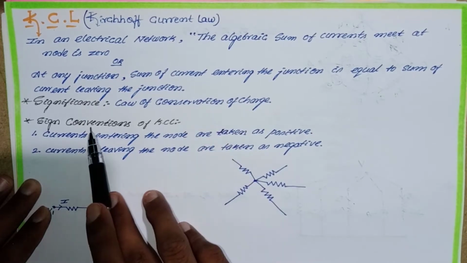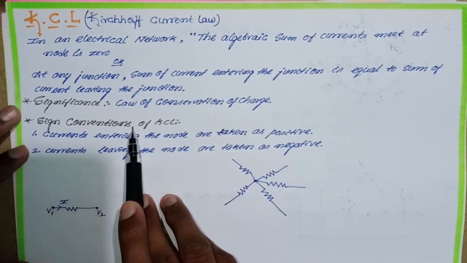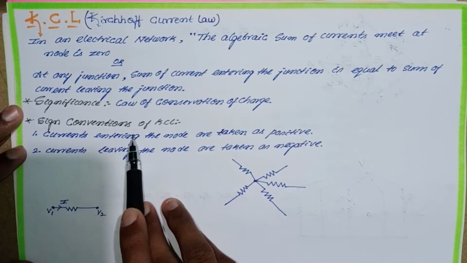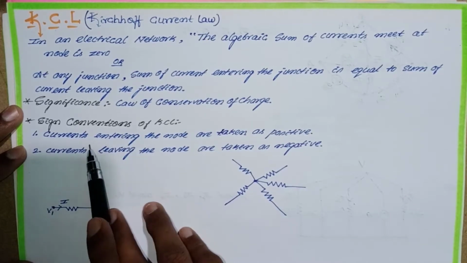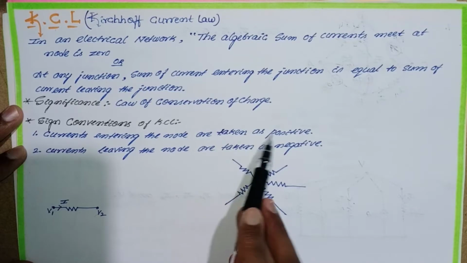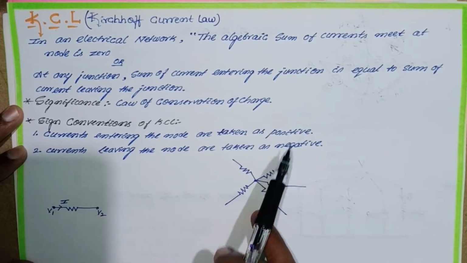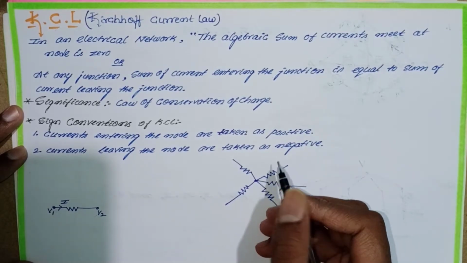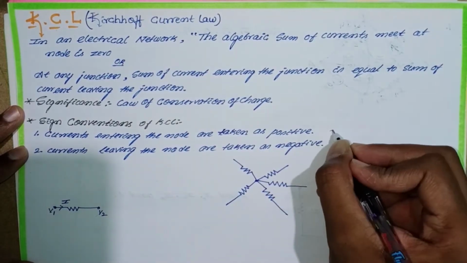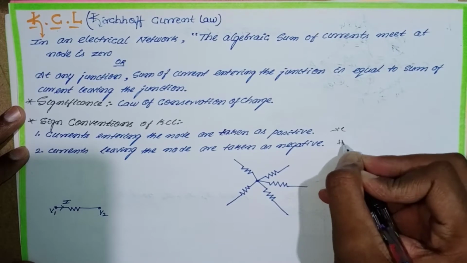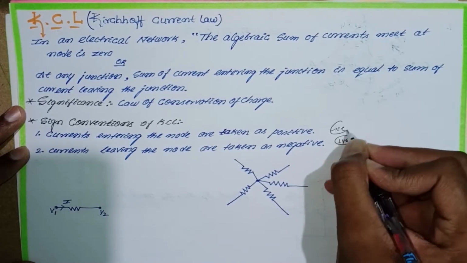What is the sign convention of this law? When do we put positive and when do we put negative? Currents entering the node are taken as positive and currents leaving the node are taken as negative. But in case we take negative also and positive also, I will prove it.